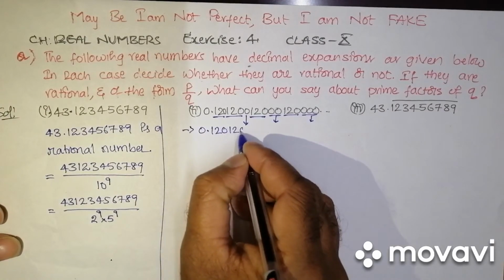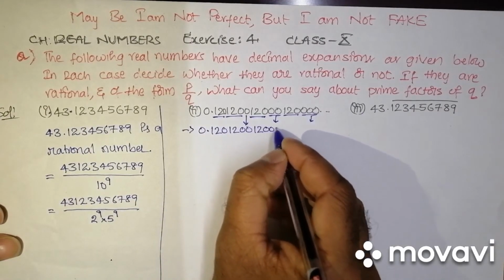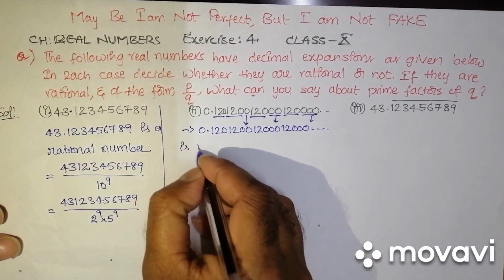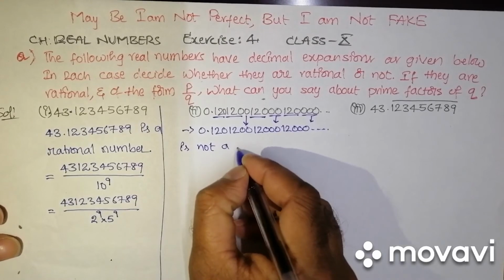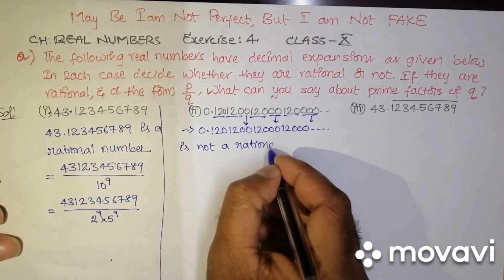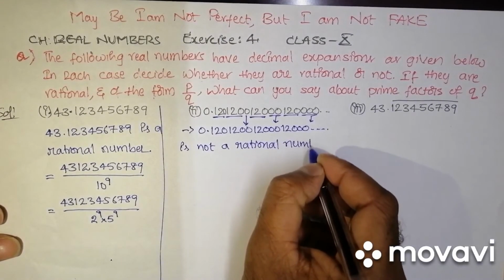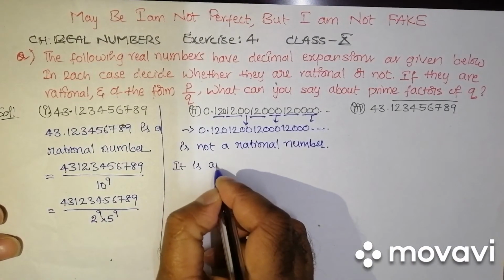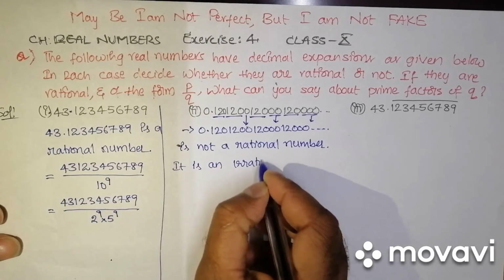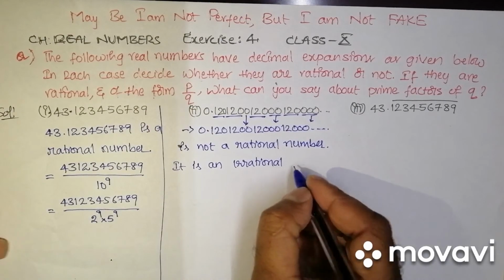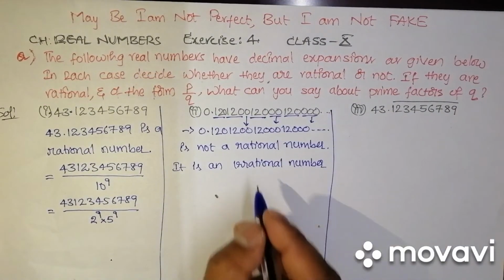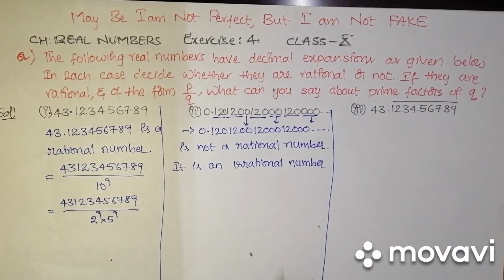0.120 1200 12000 and the zeros keep on going. It is not a rational number, which means it is an irrational number. So, you cannot represent this in the form of p by q. Now, let us solve the third one.